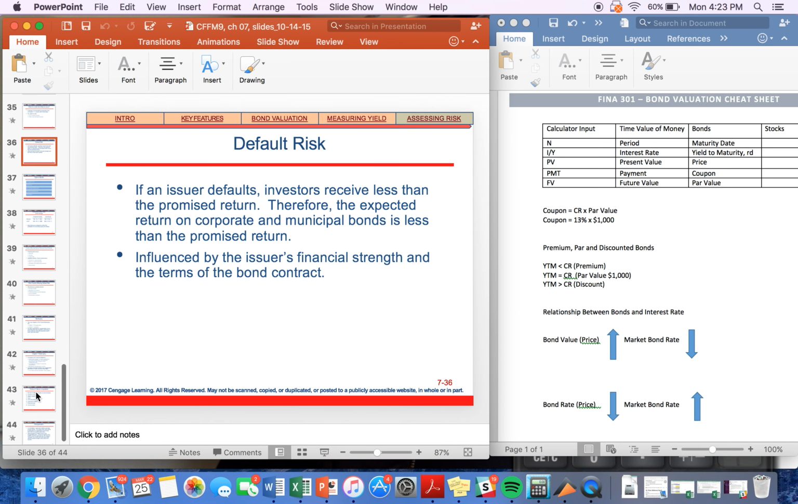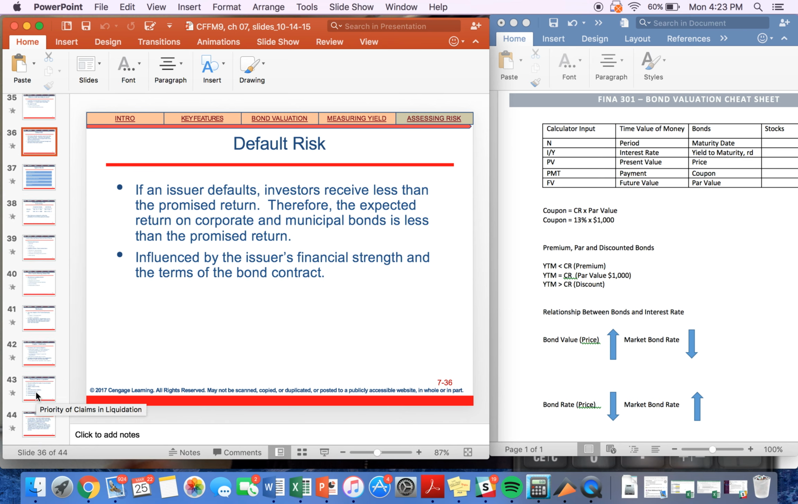Okay, so let's talk about default risk. Getting away from the calculations, part of your test is going to talk about default risk, okay? Default risk essentially is if a company goes upside down, if they go bankrupt, if they really screw up and they lose all their money for some reason. Your book defines it as if an issuer defaults, investors receive less than the promised return. Therefore, the expected return on corporate and municipal bonds is less than the promised return. All that says is the company promised you a certain return and you're not going to get it. So you're going to lose money. You're going to make less than you thought you were.